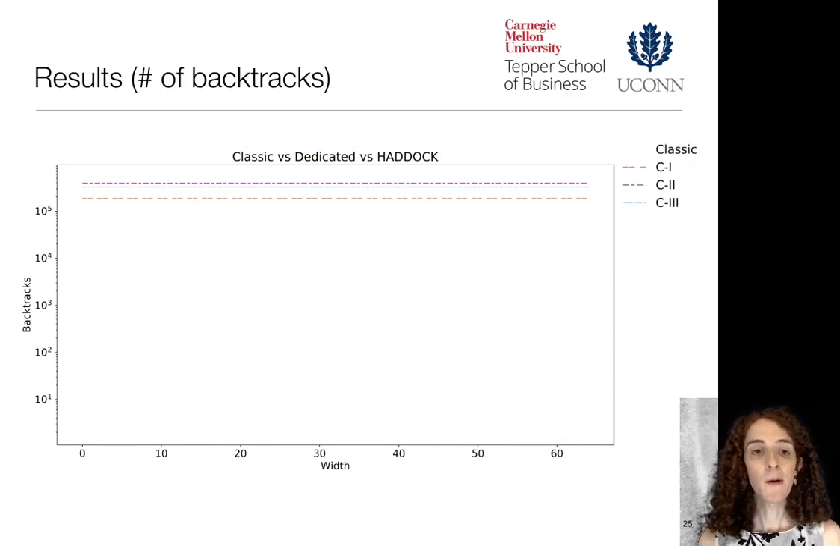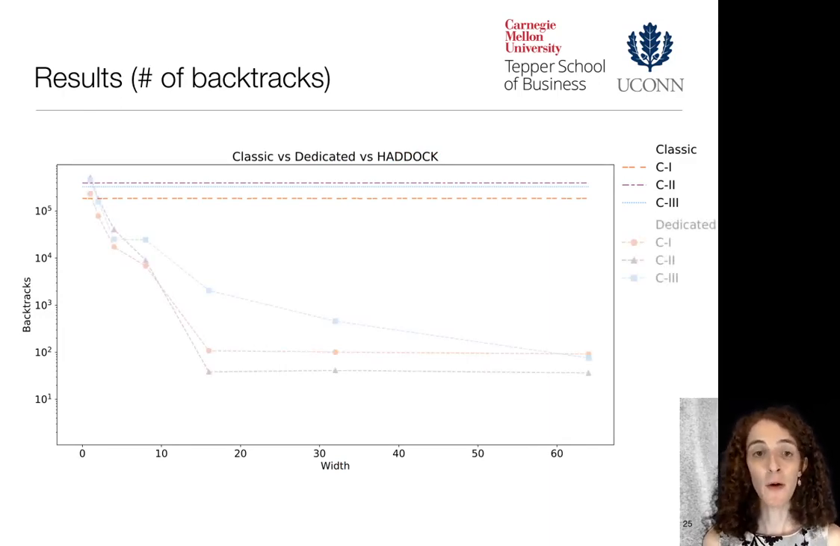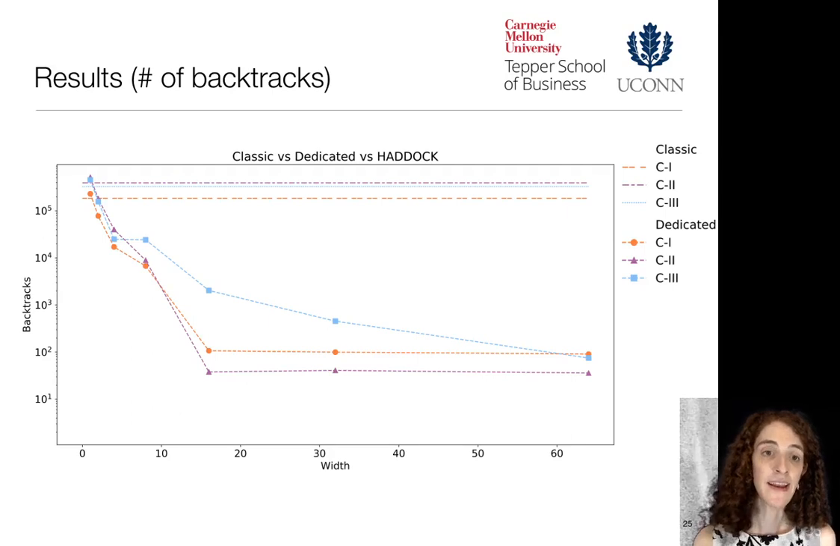So as we see, we are comparing how many backtracks our search takes to get all solutions compared to the MDD's width. So in the dedicated implementation of an MDD propagator, we see that increasing the width causes an exponential drop down in the size of the search tree. And this happens for all three of the constraint classes.